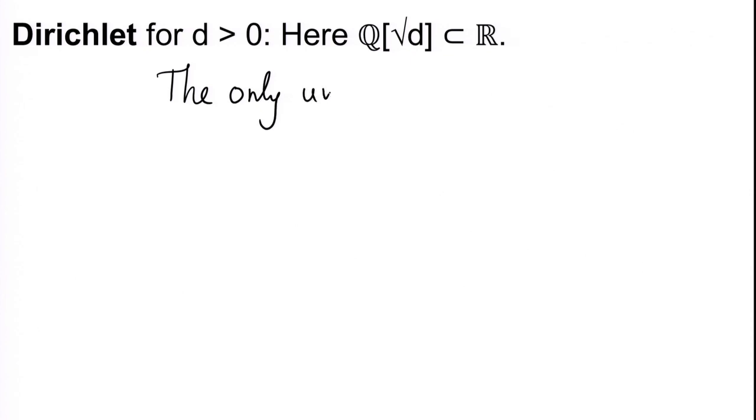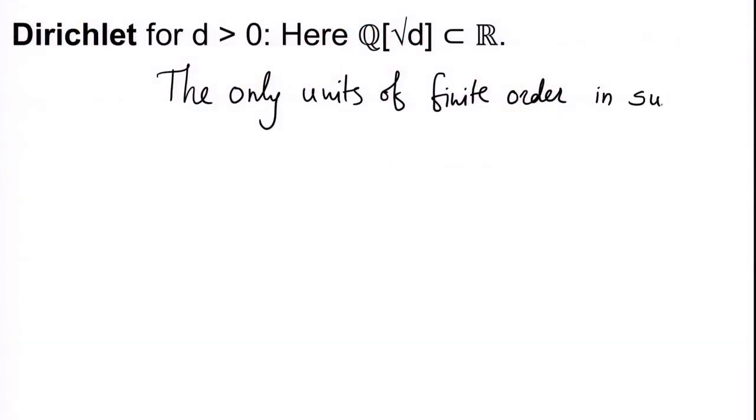So, the only units of finite order. Finite order means that the unit to the power of a finite number gives you 1. So, the only units of finite order in such a Q root d are plus and minus 1. So, the only trivial units are the units of finite order.